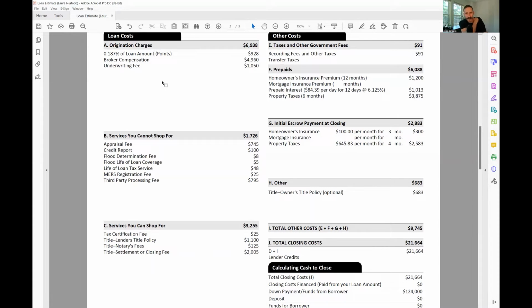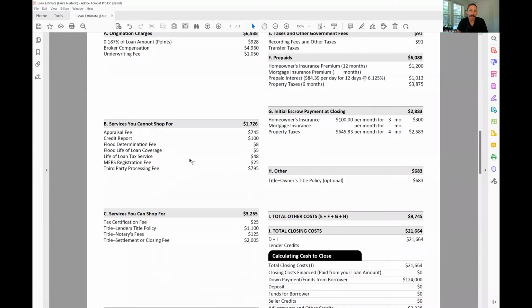And then you could see there's an underwriting fee. Sometimes it's called a lender fee. That too is included in this section. That's $1,050. Section B, services that you cannot shop for. So there's different services that are required to close your loan. For instance, an appraisal and a credit report. You can't choose the company that provides the appraisal, and you can't choose the company that does the credit report, amongst some other things. So these are services that are required that you can't shop for. So in this one, there's an appraisal fee, a credit report, flood determination, life of loan, processing, etc.